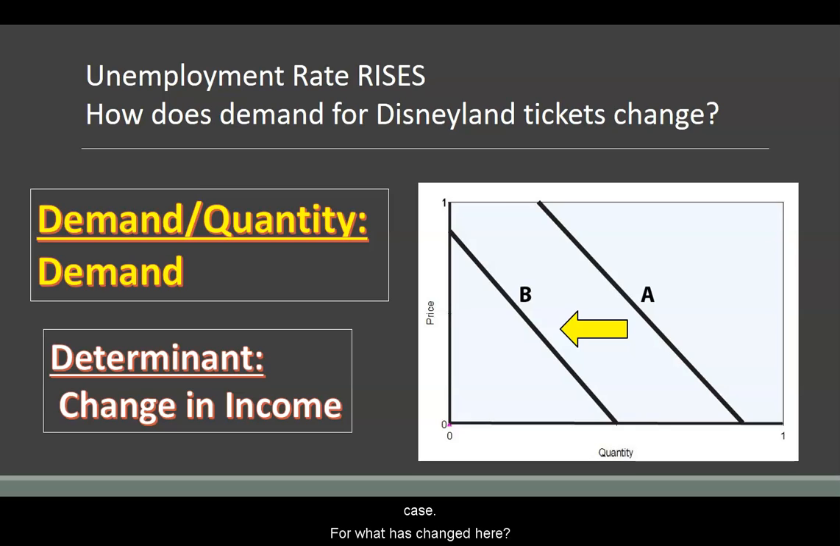So the demand is going to dramatically decrease in this case. But what has changed here? Did the price of the tickets change? No. If they had, then it would be quantity. It would be moving along the line of demand. What changed here is unemployment. That's a change in income. That's one of the determinants of demand. Therefore, it is a shift of demand, and the determinant is change in income. And you can see there the line from A that shifts to the left to B. Remember, it's getting closer to that 0 mark of the graph right here, and that's showing you that it's getting lower.